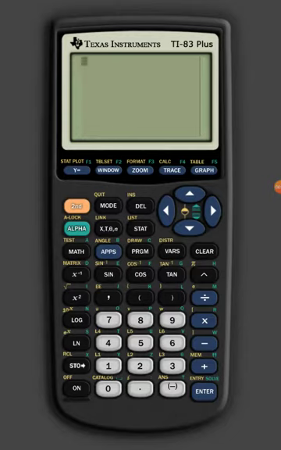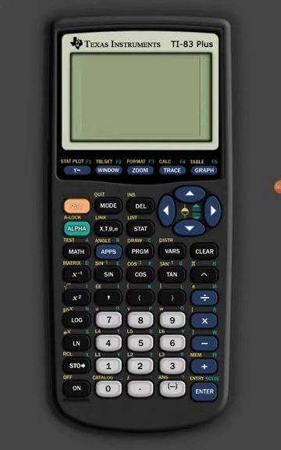Now, in the previous video, we took a look at how to write an augmented matrix. So now we need to put this into the calculator. The system of equations we're going to look at, which I'm going to type in the description, is 2x plus y plus 2z equals 18, x minus y plus 2z equals 9, and x plus 2y minus z equals 6. So put this in the calculator.